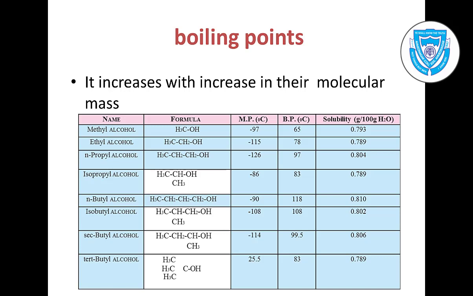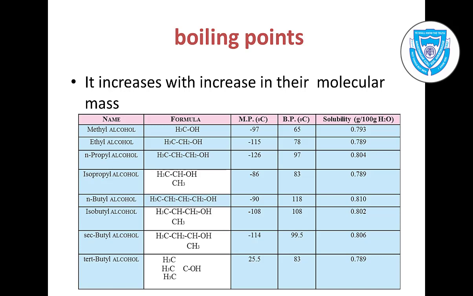Now when we talk about the boiling points of alcohols, the boiling point increases as the molar mass increases. I repeat, the boiling point of the compounds increases as the molecular mass increases. As we move from methanol to ethanol, as the molecular mass increases, the boiling point of the compounds also increases. So, the boiling point is proportional to the molecular mass of the compound. In the slide, we are going to see some of the structures and focus on some of the boiling points.